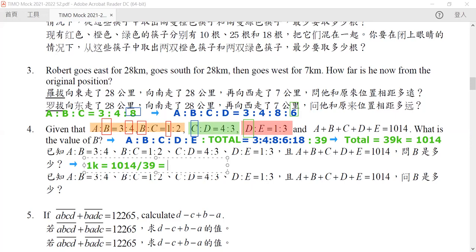Divided by 39. If we divide it by hand, you will see that the answer is equal to 26. Once we know that K is equal to 26, we can immediately use it to go back to our original condition, because B is equal to 4 of it. It's equal to 4 pieces. It would be equal to 26 times 4. It will be equal to 108.